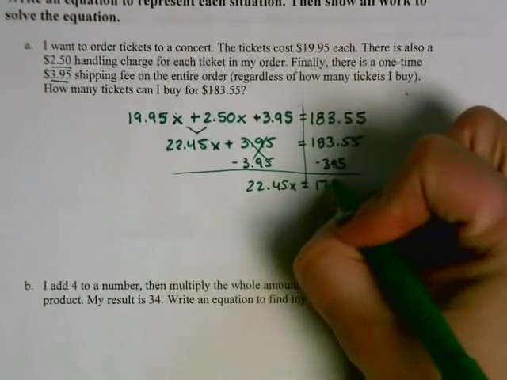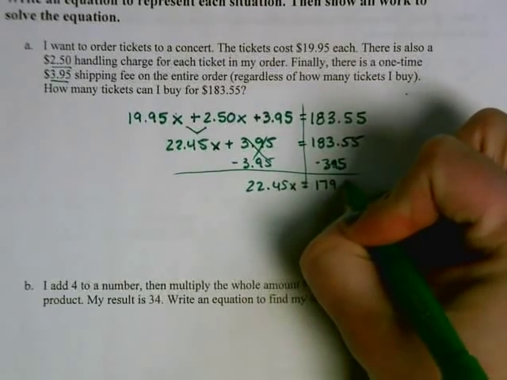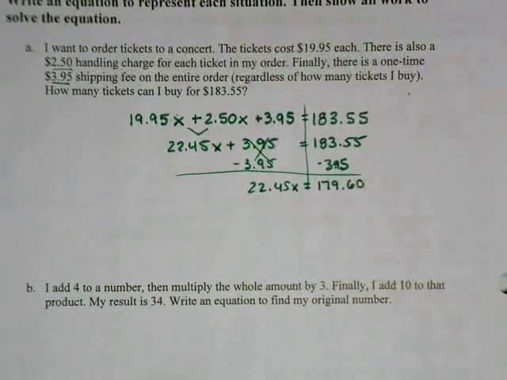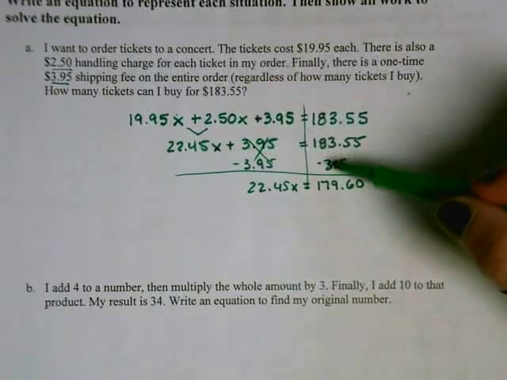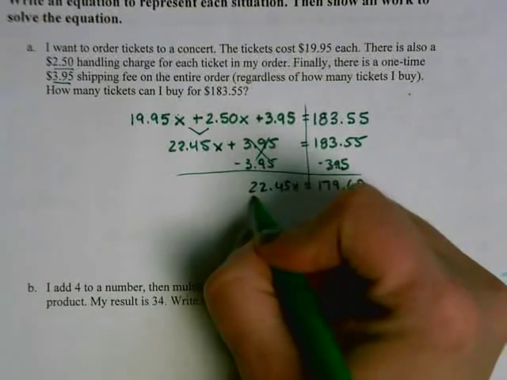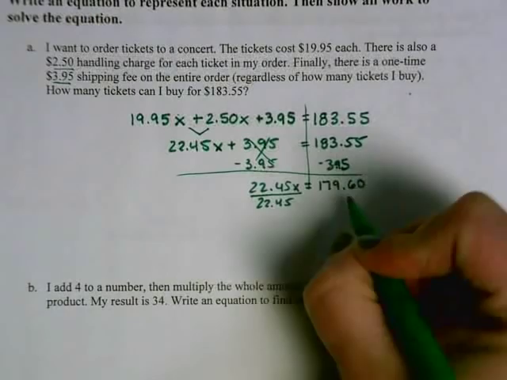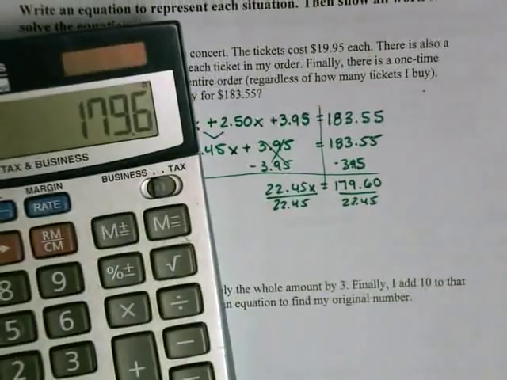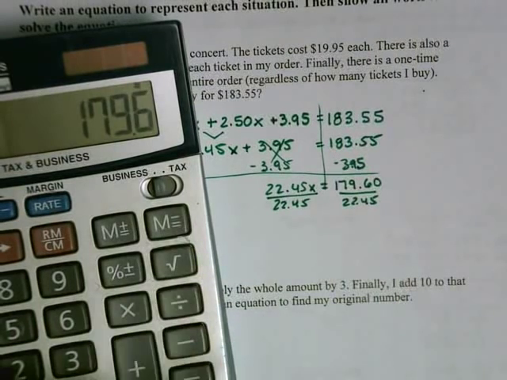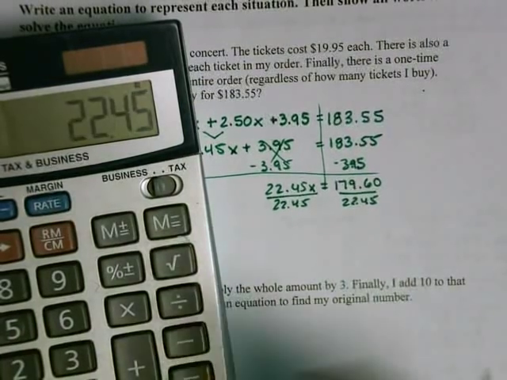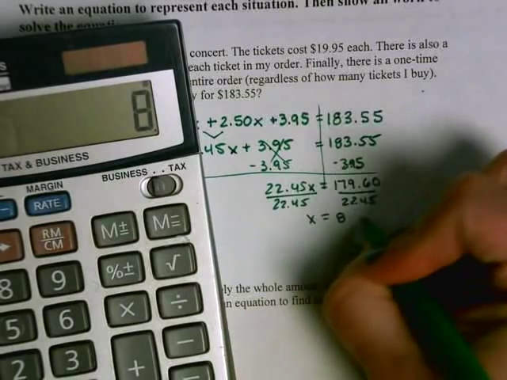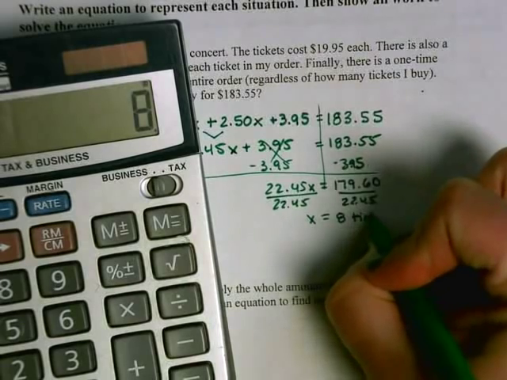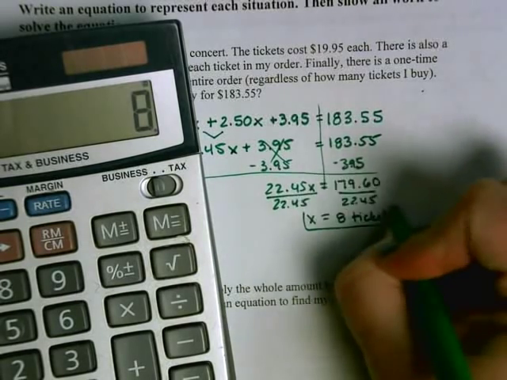179, not 17. That would have been a big drop. 179.6, which is really 179.60. So we took off 395. We're still at 179.60. To get the x by itself, we divide both sides by 22.50, and that's still on my calculator there. So divided by 22.45, x equals exactly 8 what? $8? No, 8 tickets. That's what we were trying to find. How many tickets we could buy for that.